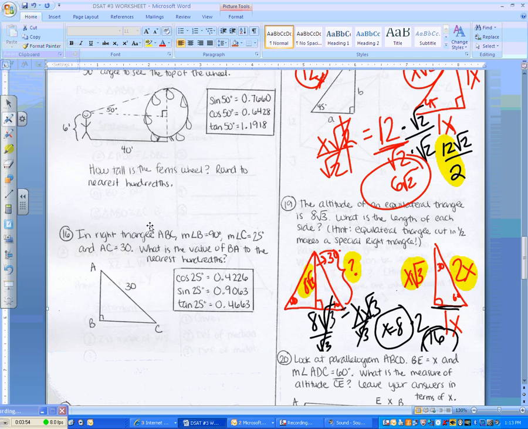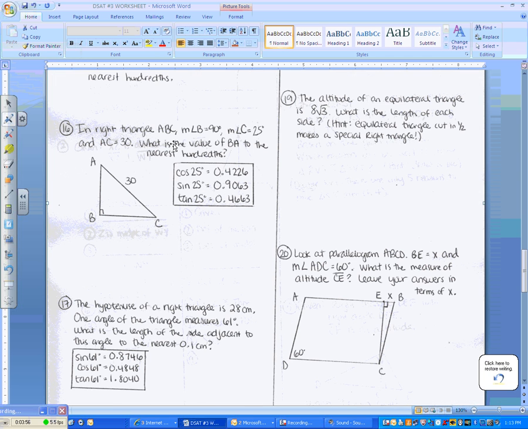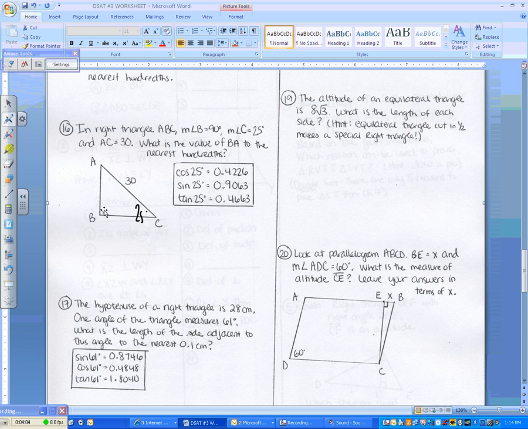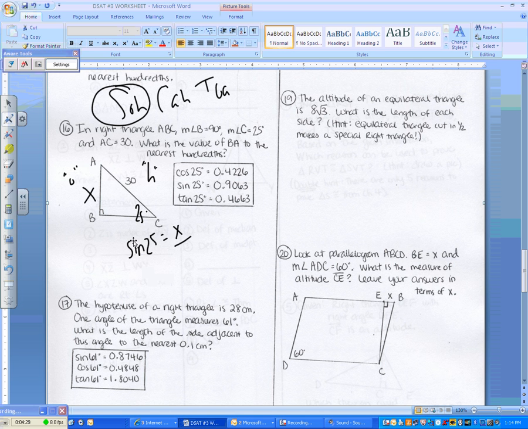Okay, number 16. In right triangle ABC, the measure of angle B is 90 degrees, angle C equals 25 degrees, and AC equals 30. What is the value of BA? So we're trying to figure out what this is. The first thing you have to figure out is, are you going to use sine, cosine, or tangent? In respect to the angle, this side is opposite, and this is across from the 90 degrees, so this is the hypotenuse. Remember, your shortcut is SOHCAHTOA. Which trig function talks about opposite and hypotenuse? That's sine. So your setup is going to be sine of 25 equals x over 30.